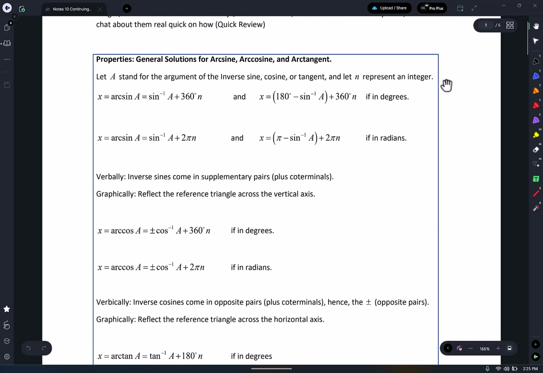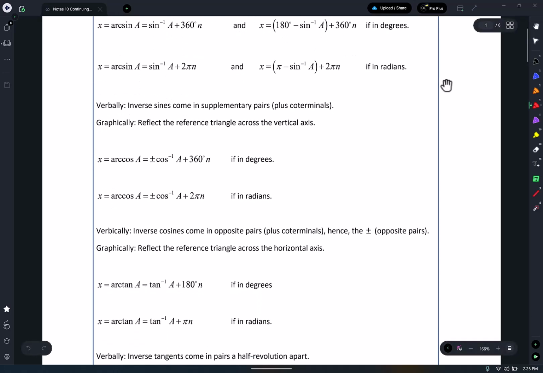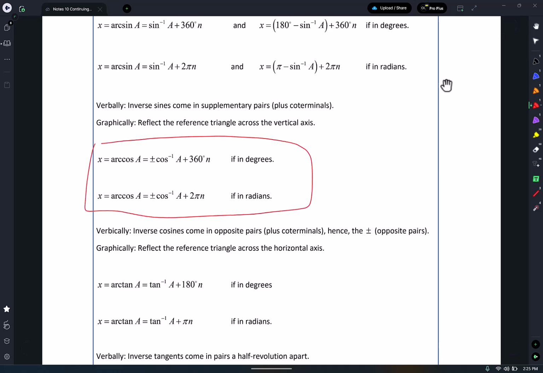So what we worked on two days ago on Monday, we focused primarily on these two. Well, really, we did the radian one. I don't remember covering the degree one, but it's the same thing. Notice there's a plus minus in the front. We're going to talk about where that comes from.